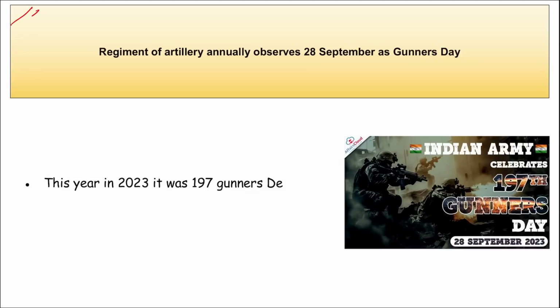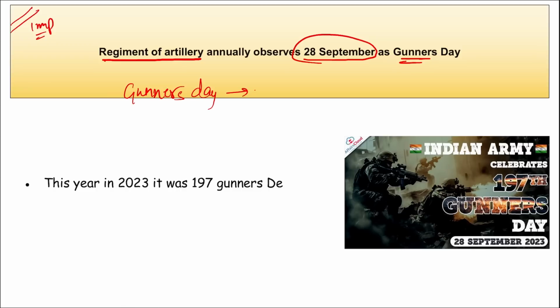Next friends, let's shift to your important days, right? So first is, remember, an operational arm of the Indian Army, that is the Regiment of Artillery. They annually observe 28th of September as Gunners Day. So if the question is asked, Gunners Day is observed when? It is observed on 28th of September by the Regiment of Artillery, that is an arm of the Indian Army. Next thing, remember, this year on 28th of September 2023, it marks the 197th Gunners Day. Correct? So direct question, remember, regarding this.